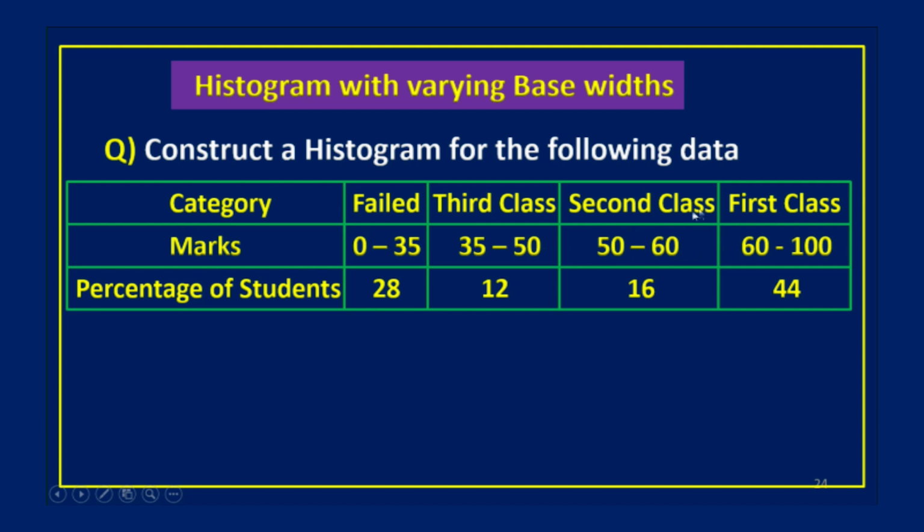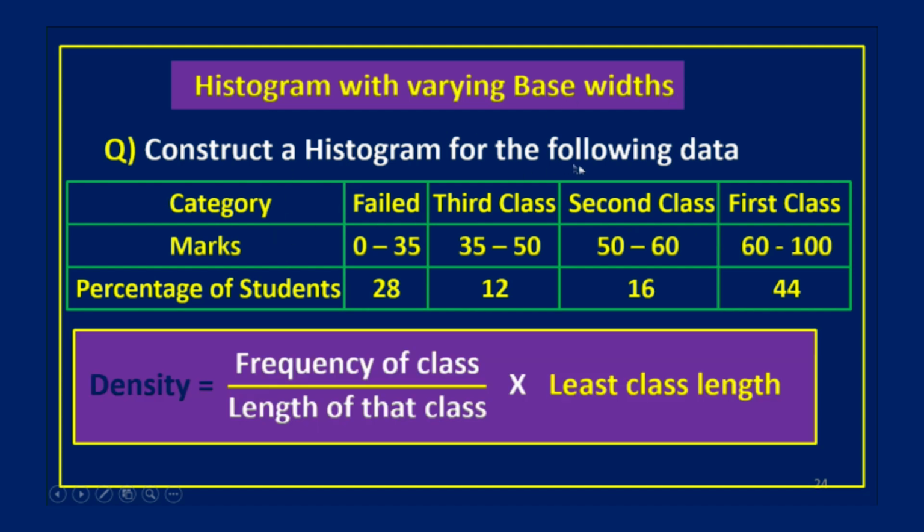Are you finding the same sizes here? No. So we are calling them as varying base widths. Now when you get this kind of distribution, what you have to do children? Yes, we have to find density.